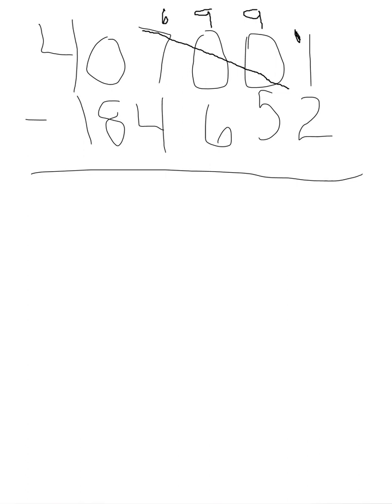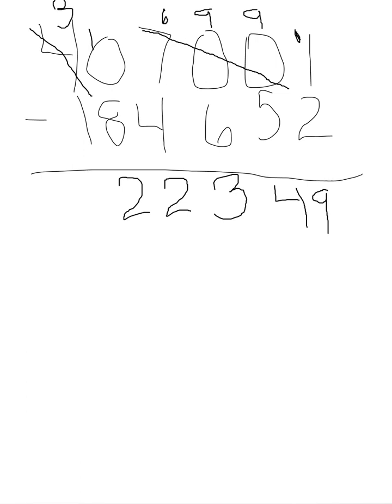11 minus 2 is 9. 9 minus 5 is 4. 9 minus 6 is 3. 6 minus 4 is 2. Okay, I cannot take 8 from 0, so I'm going to make this a 3. And I'm going to make that a 10. 10 minus 8 is 2. 3 minus 1 is 2. So my answer is 222,349.